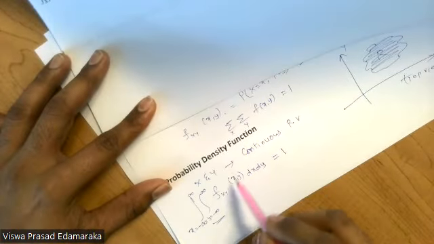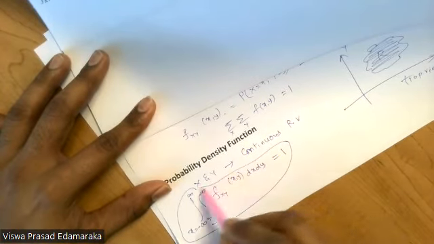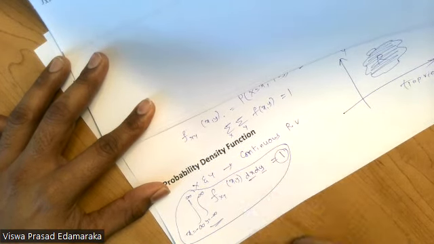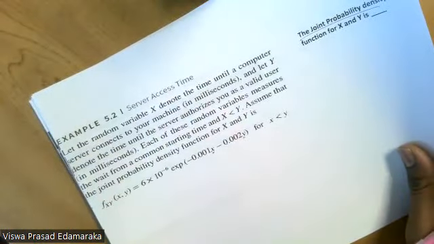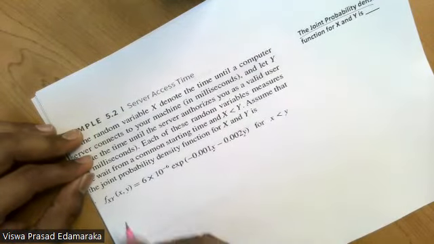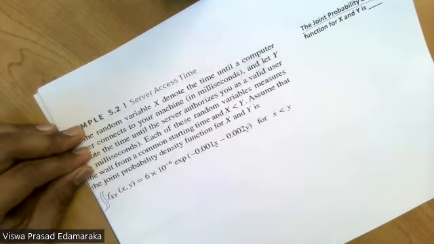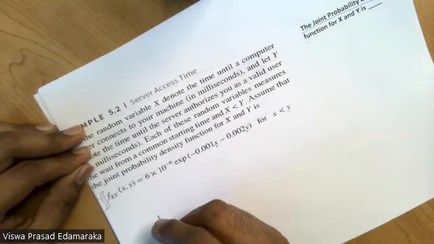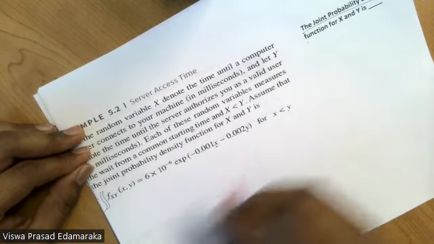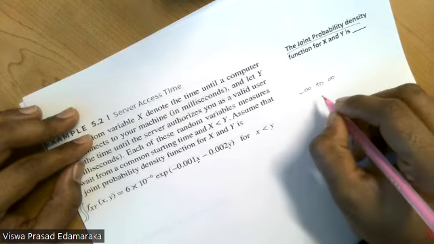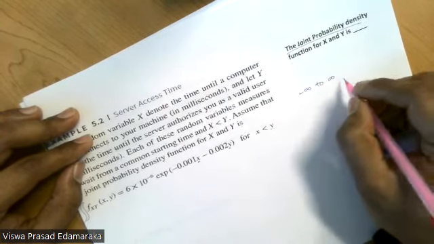The joint probability density function, when integrated with respect to x and y, will give 1. Let us check whether it will give 1 or not. So now integrate this function f of x comma y. What is the limit here? The limit is actually from minus infinity to plus infinity.